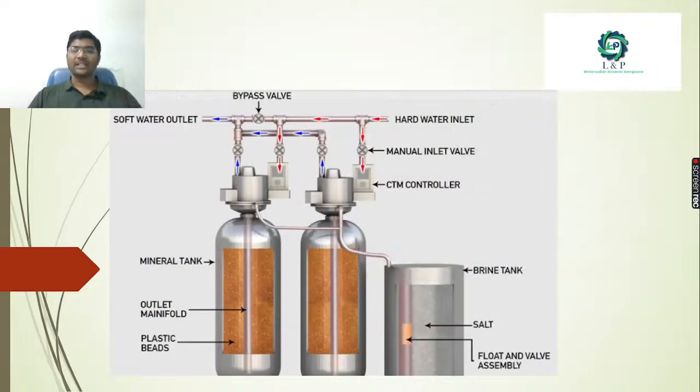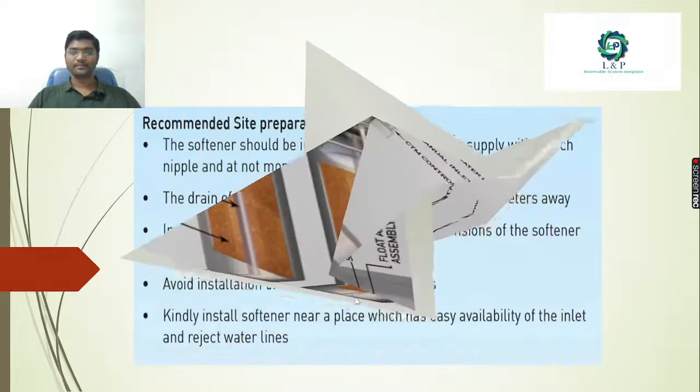This is another example of a water softener which is being used in the industry. See here, we have a separate brine tank and we have two mineral tanks for doing this process. See here how the hard water is getting inside. We have a manual inlet and we have a CTM controller. See here, from both the tanks, the soft water is getting out. The process is happening inside these tanks.